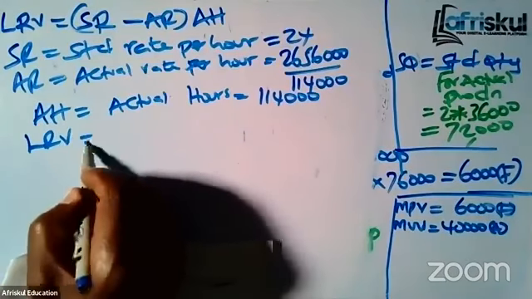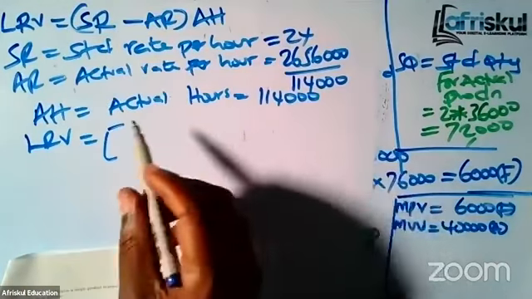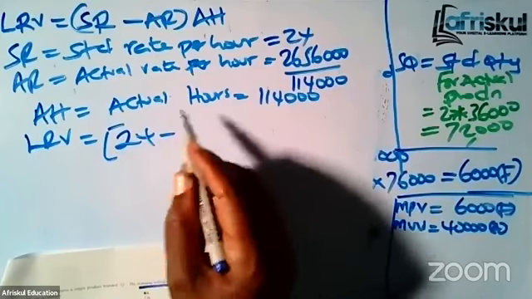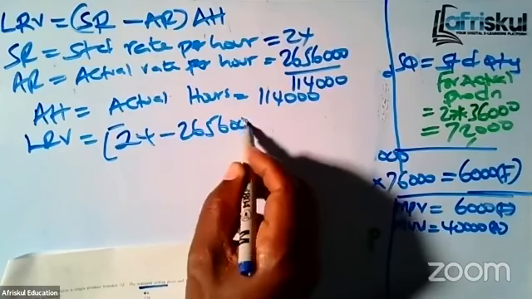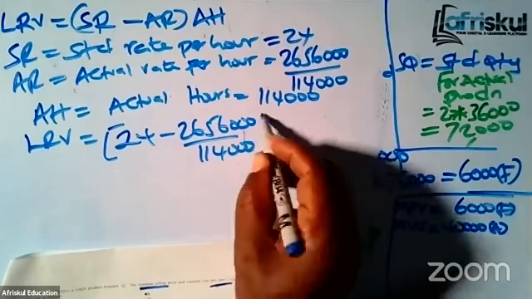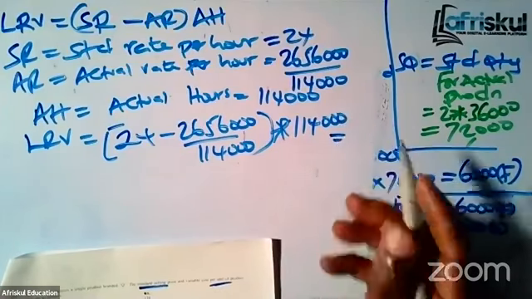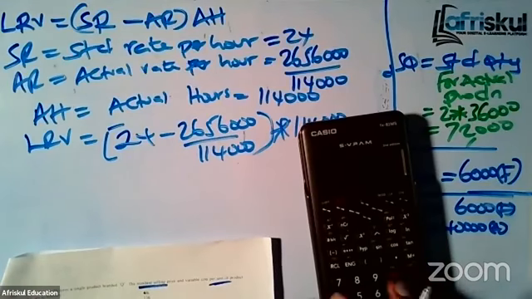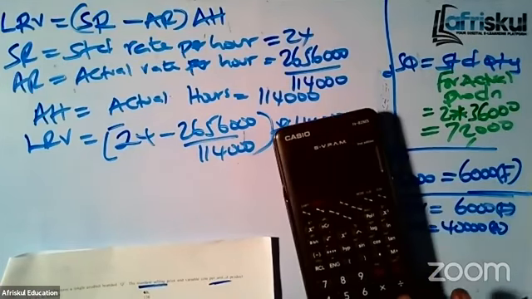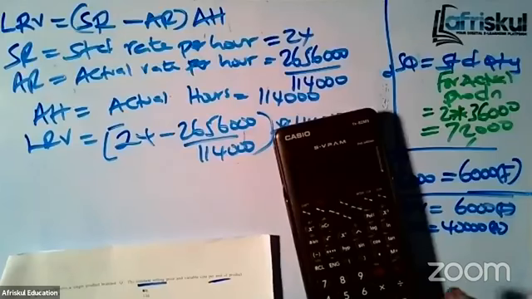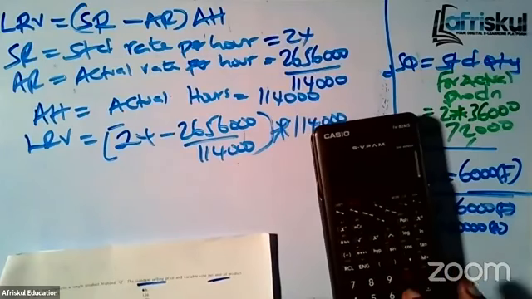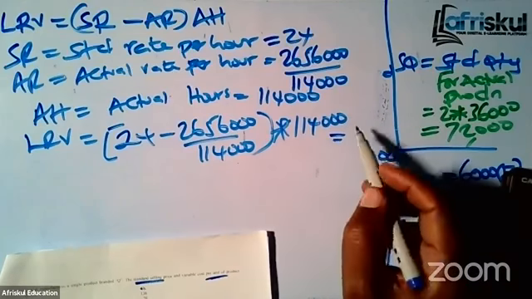For you to be able to get the labor rate variance, we have the standard rate of 24 minus the actual rate, 56,000 divided by 114,000, multiplied by actual hours, which were 114,000. At the end of the day, this will give us 80,000 positive.